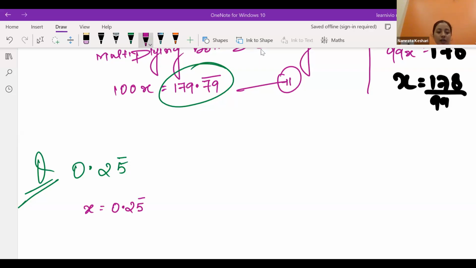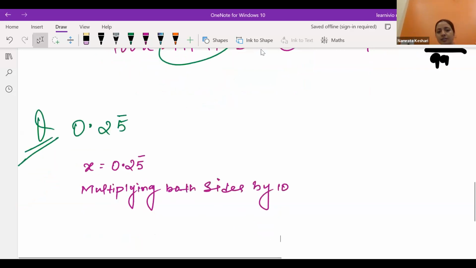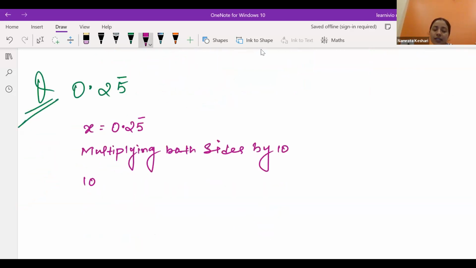Okay, yes Gauri, I got the answer, and Tanisha. So we'll be multiplying both sides by 10, right, Farzuddin? Yes, ma'am. If the previous one is clear to you, then the next is this one. So we'll be having 10x equals, now the moment we multiply 0.25 bar by 10, the decimal will just move one place and we'll be having 2.5 bar, right? Yes, ma'am.